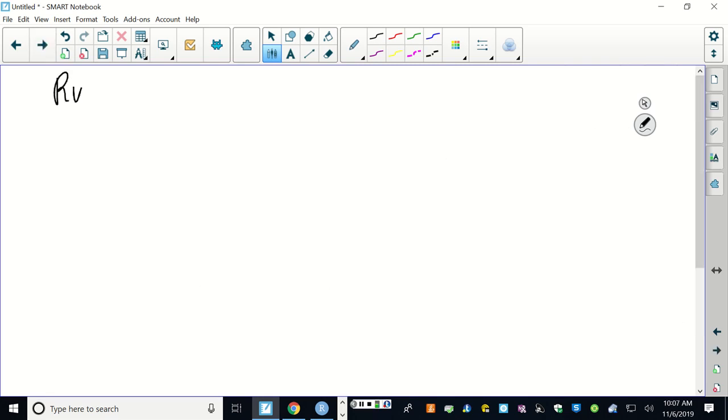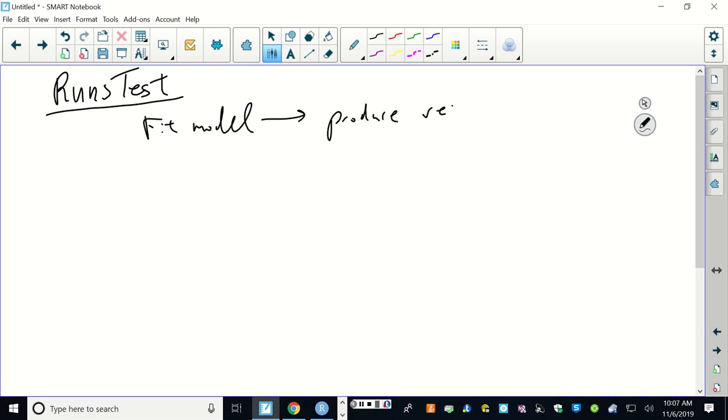But there's another test called a runs test that works for small sample sizes. And so on this, we're going to fit a model to predict y, and we're going to produce residuals, or E sub t residuals, right? And we're going to look at the sign of those residuals. Are they positive or negative? Or some tests look at whether they are above the median of the residuals or below the median of the residuals.